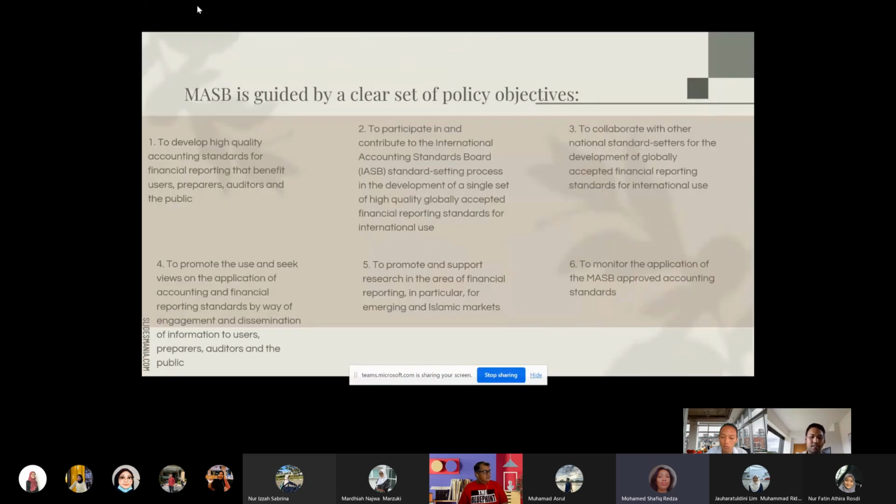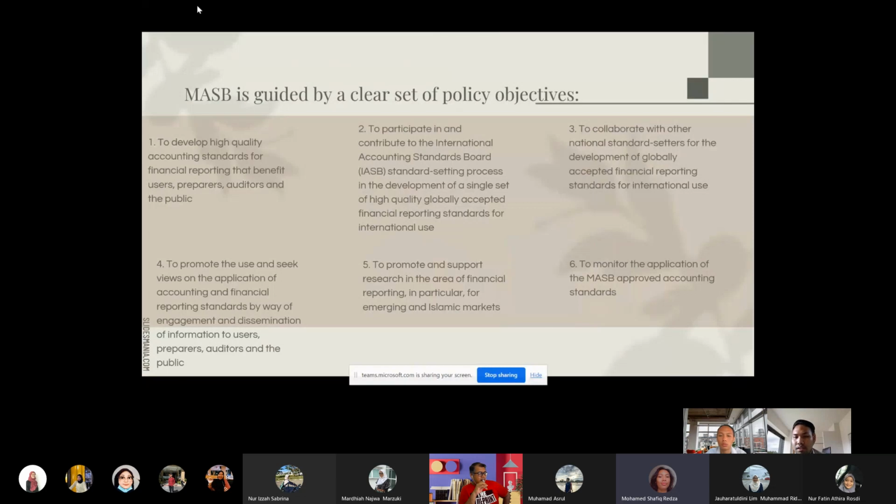Again, the MASB is guided by a clear set of policy objectives. First, their objective is to develop high quality accounting standards for financial reporting that benefit users, preparers, auditors and the public. Second, to participate in and contribute to the International Accounting Standards Board standard setting process in the development of a single set of high quality globally accepted financial reporting standards for international use.